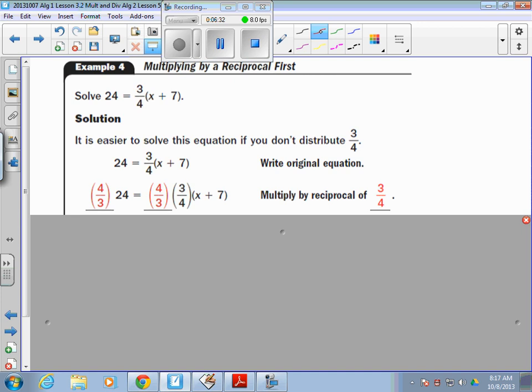Multiplying by reciprocal first. Now you have 24 equals 3/4 times x plus 7. Just said a few minutes ago that you work your order of operations backwards. You work any addition and subtraction first, then multiplication and division. But notice the plus 7 that's happening on the right is inside of the parentheses. So that actually falls way at the end because it's in parentheses when you work your order of operations backwards. Notice P is the last thing you do. So even though it's plus, it's at the end.